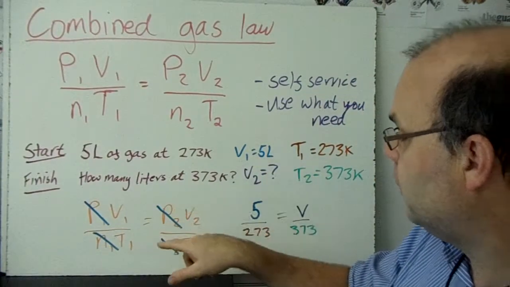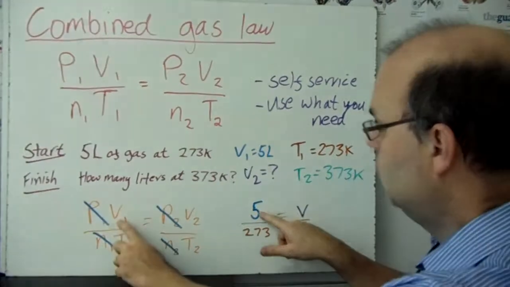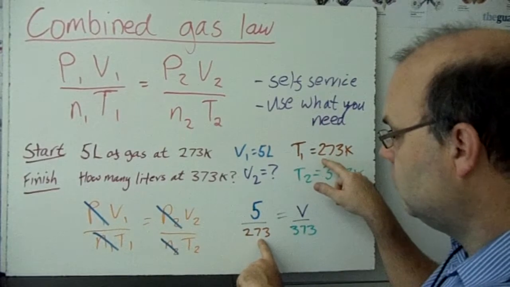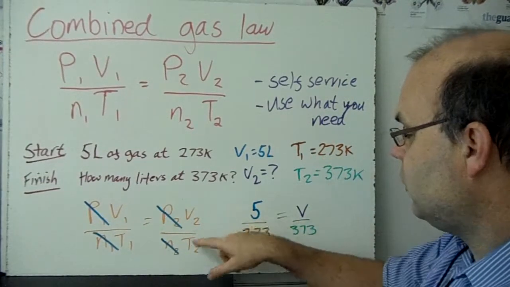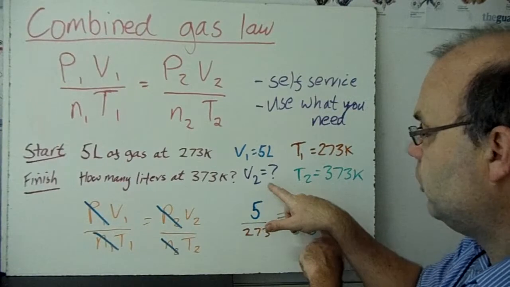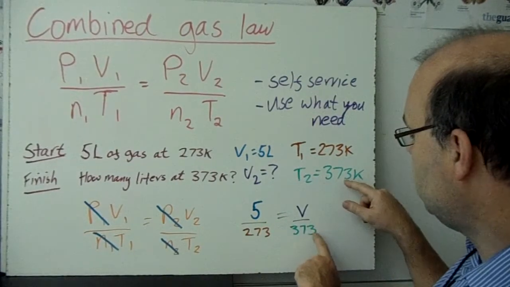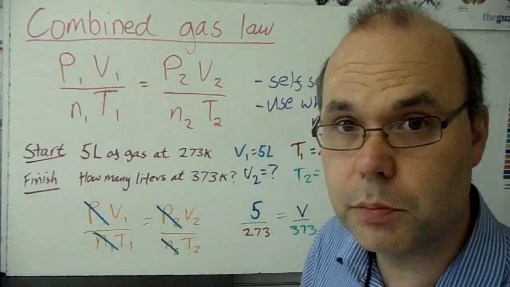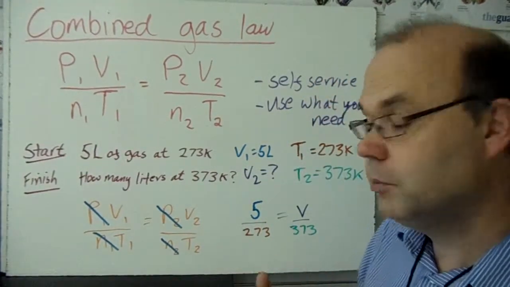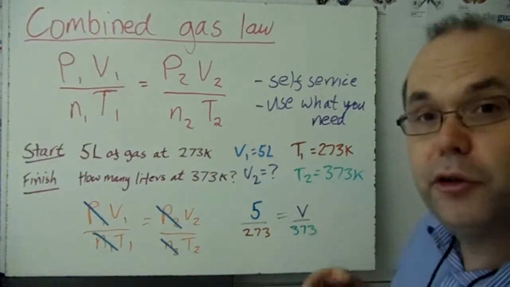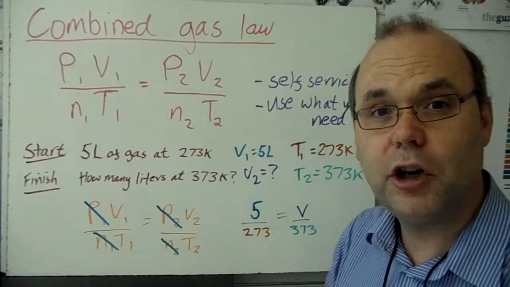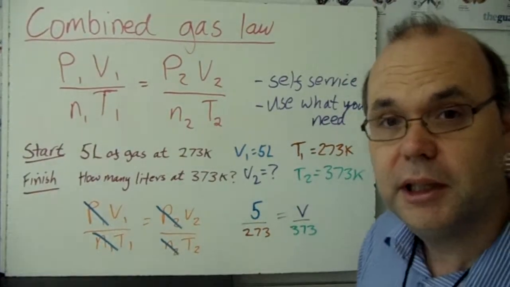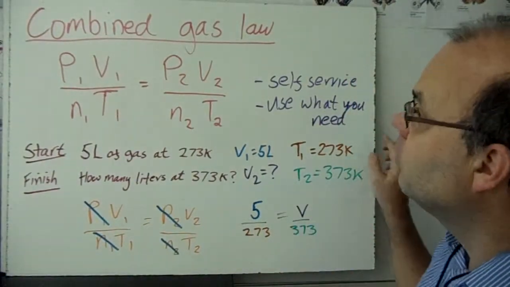So the V1, the 5, goes on up here. The T1, the 273, goes down here. And then for the finished side, the V2, we don't know, so I put in V. And the 373 goes in here for T2. And now it's just algebra. Remember I said it was simple algebra? We had V divided by 373, so we've got to do the opposite to both sides. So we're going to multiply both sides by 273, and we can solve for V.